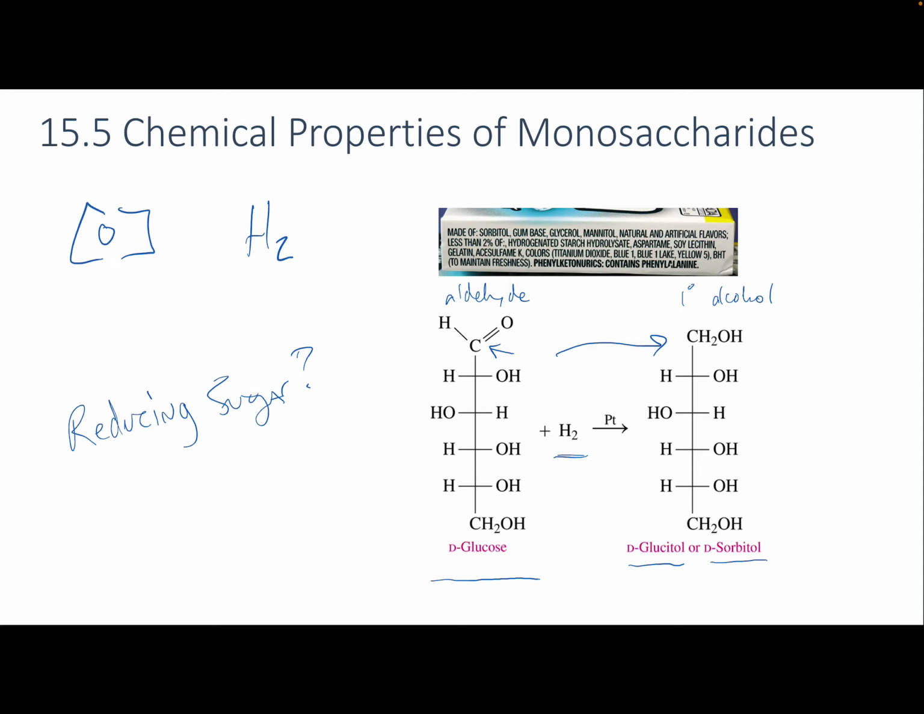But a lot of these sugar alcohols are used as sweeteners in sugar-free products and diet drinks and in low sugar diets and that kind of stuff as a sugar substitute. You can see here sorbitol in this pack of, I assume, sugar-free gum.